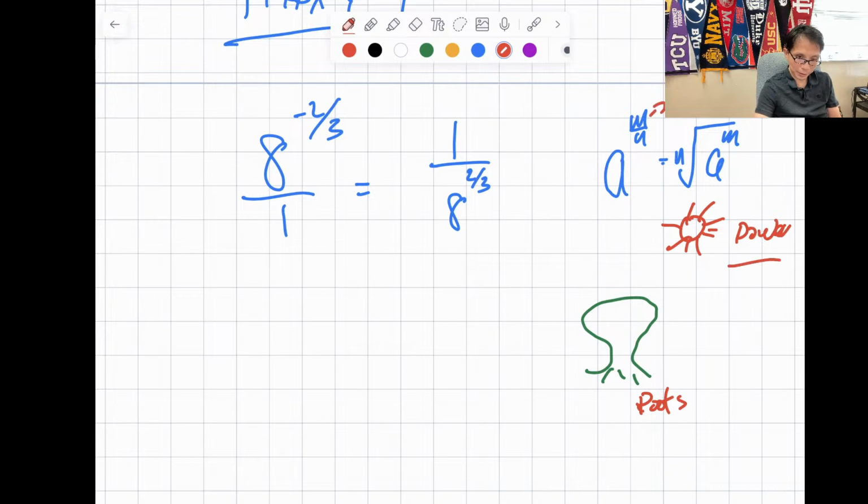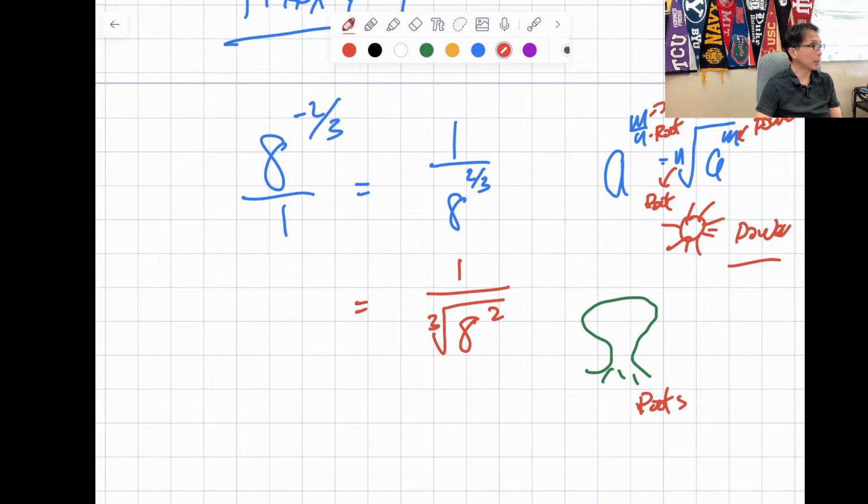So this is power. This is roots. This is the roots. And this is the power. And in order to grow trees, you must grow roots first. Okay, roots first. I'm going to talk about that in a second. So therefore, I can use this. I can say that becomes the third root of 8 squared.